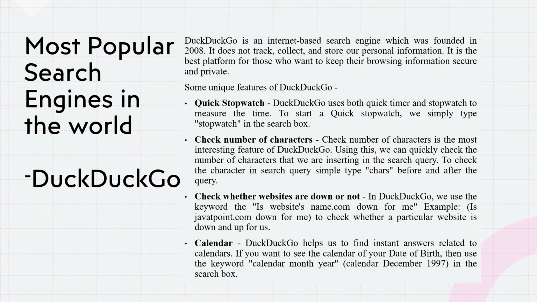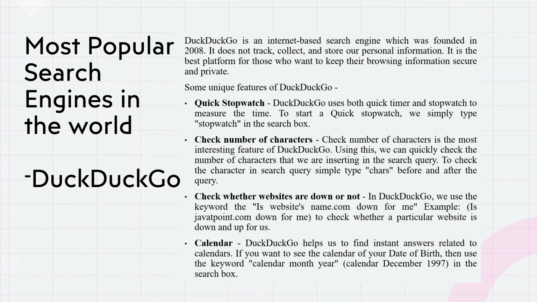DuckDuckGo. DuckDuckGo is an internet-based search engine which was founded in 2008. It does not track, collect, or store our personal information. It is one of the best platforms for those who want to keep their browsing information secure and private. According to research, DuckDuckGo is the third most popular search engine in Australia, wherein approximately 35 million users use it to search their queries. Following are some of the unique features of DuckDuckGo.